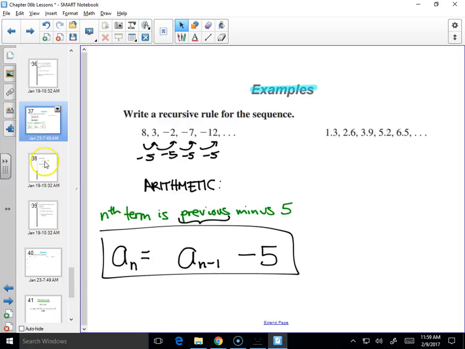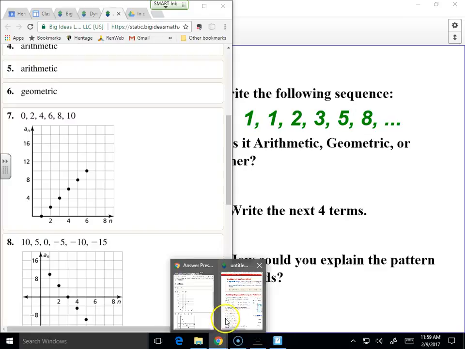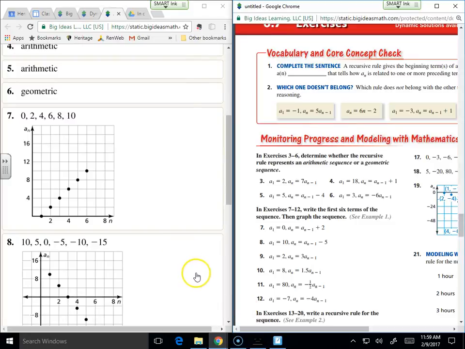Hold on, coming back. Sorry, I am not in the right place. There we go. Can I scroll down to 7? What do we got? 7 through 9, right?